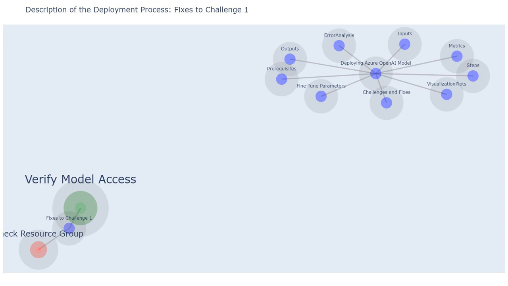Verify model access. This involves ensuring that the Azure OpenAI resource has the appropriate access permissions to the deployed model files and that there are no authentication or authorization issues preventing the resource from interacting with the model.